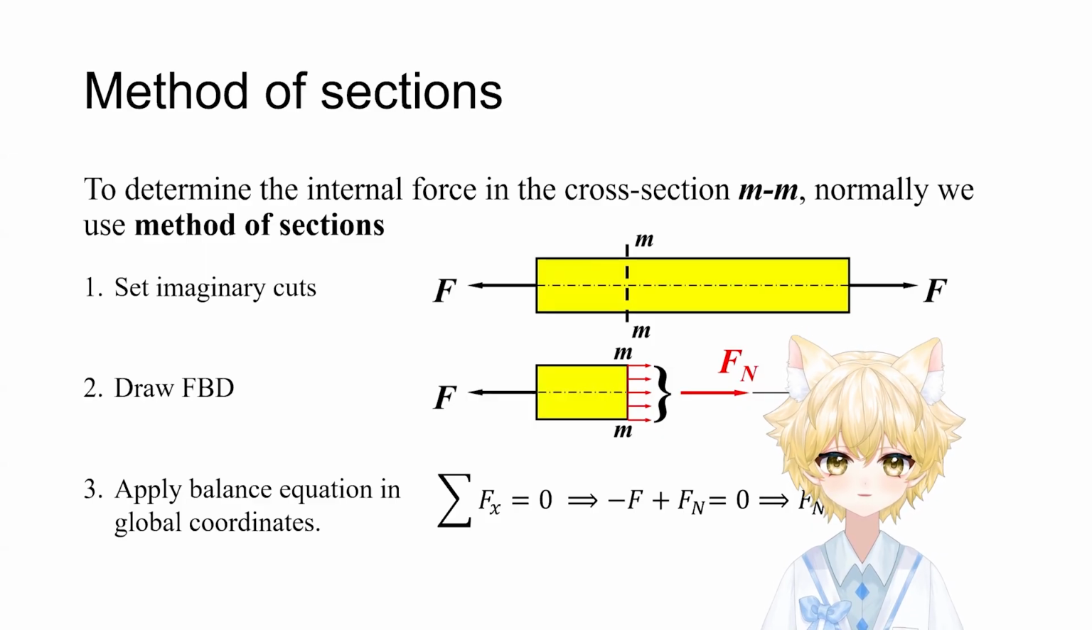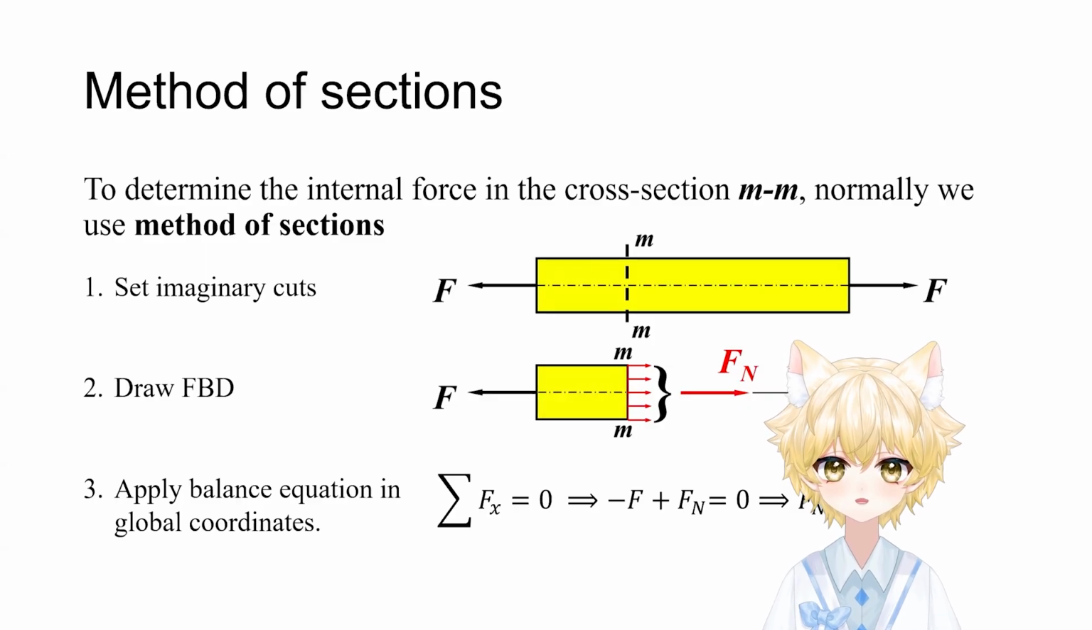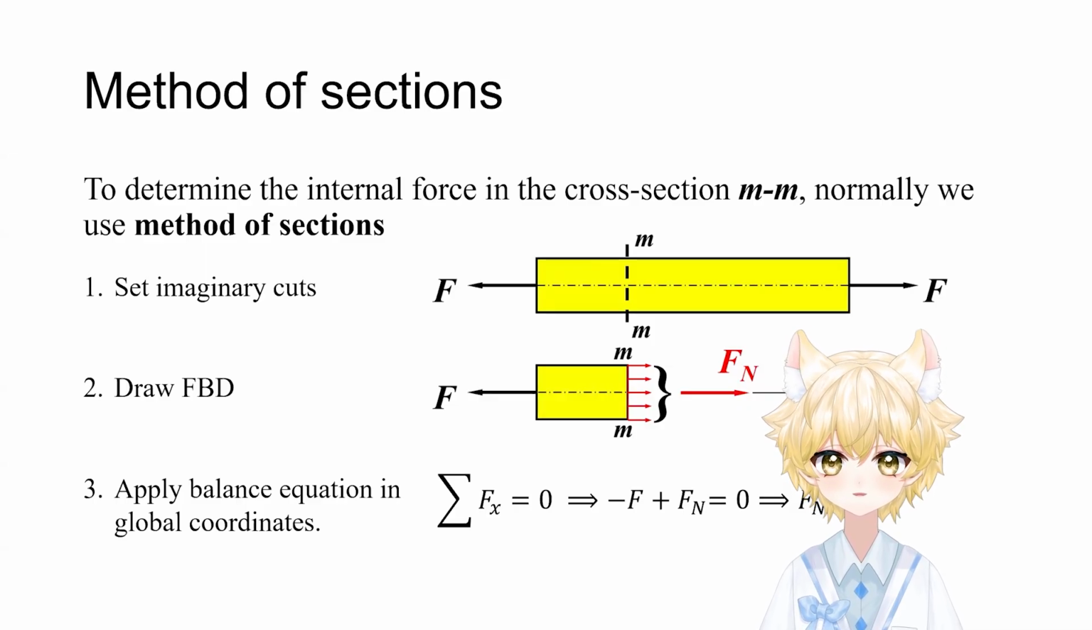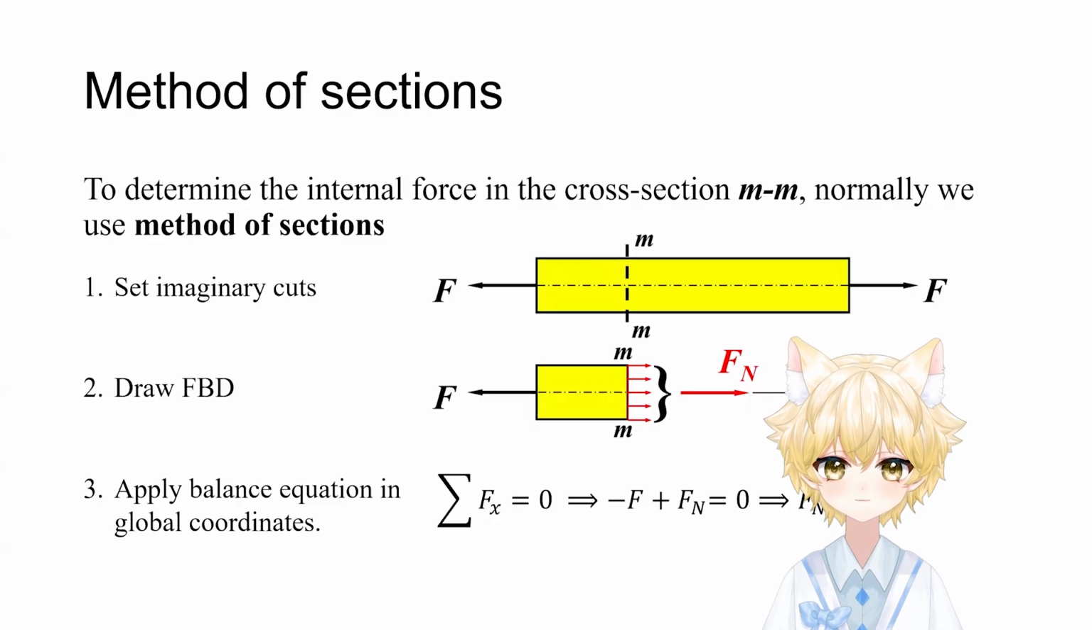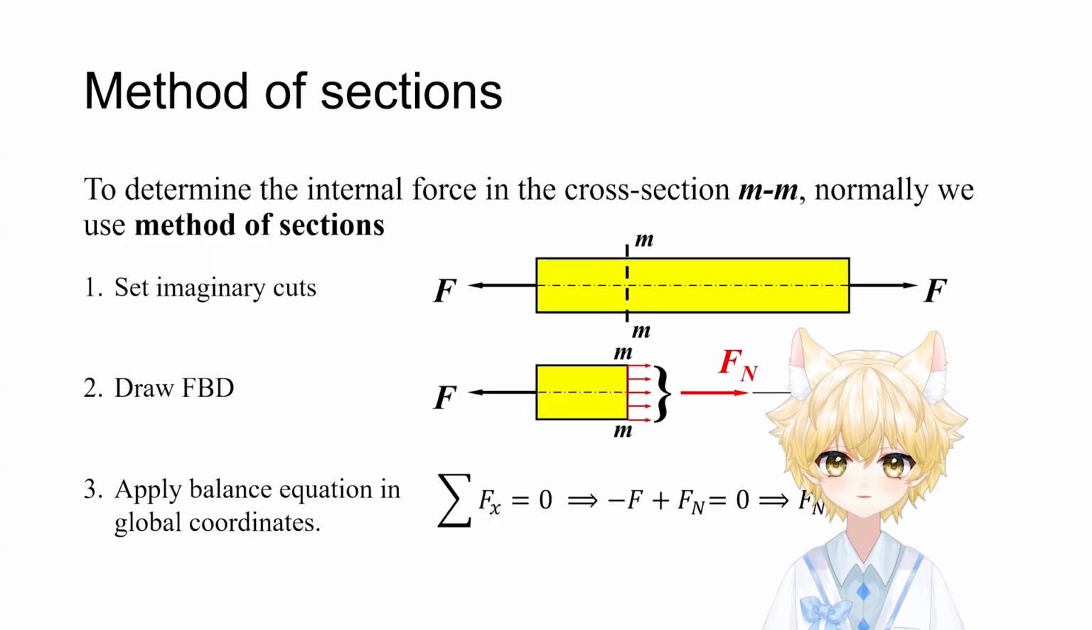Now, you choose one of those parts, right? After the cut, you have two. You just choose one. Let's say the left one, and draw it in isolation, right? Draw the free body diagram of this side. You keep the external force F, but on the cut surface, you must add the unknown internal force Fn. Remember our rule, right? Draw Fn pointing outward normal, assuming tension.